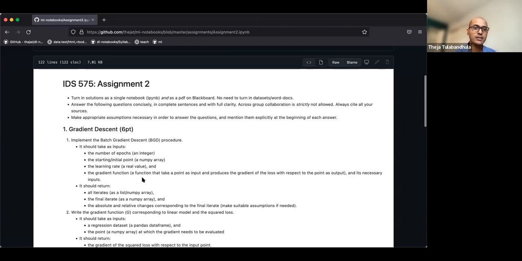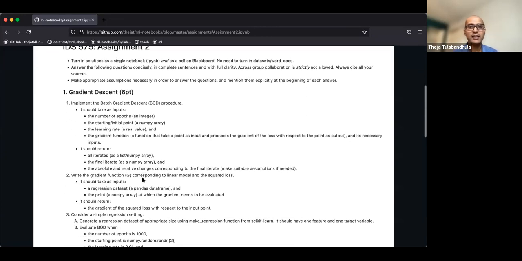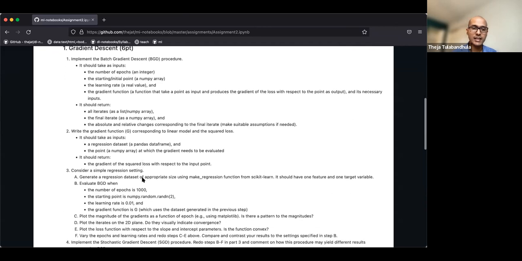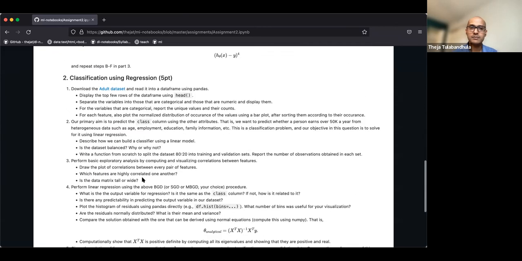or changed. Okay, so there's a couple of questions, or basically 3 questions. One is about gradient descent. The second one is about doing classification using regression. And so we've been spending time on regression last session, and we'll spend some more time on it.